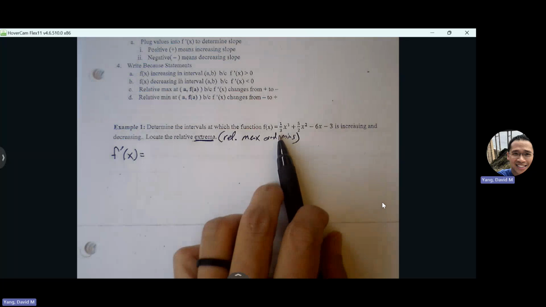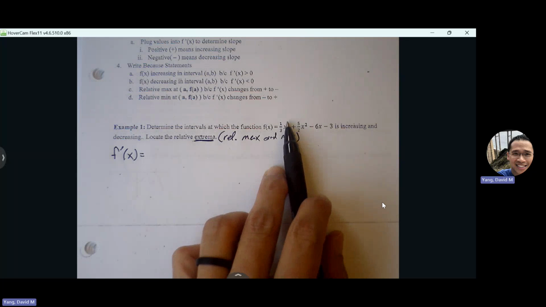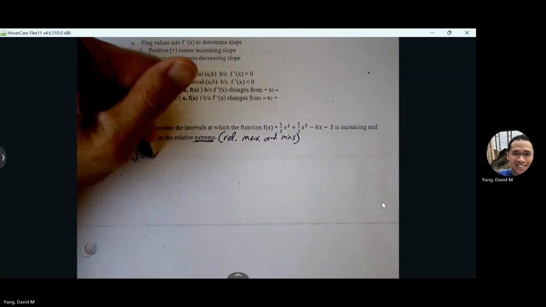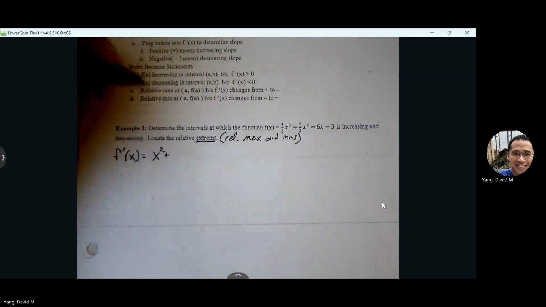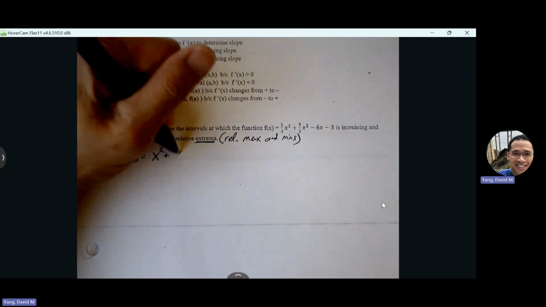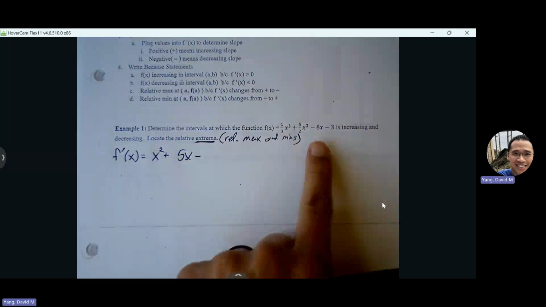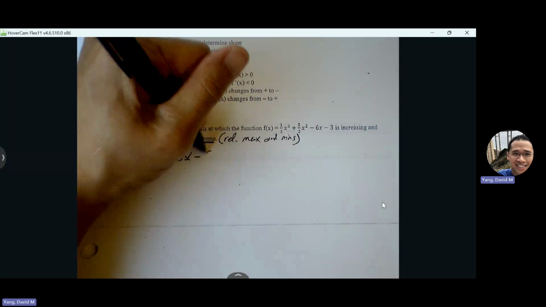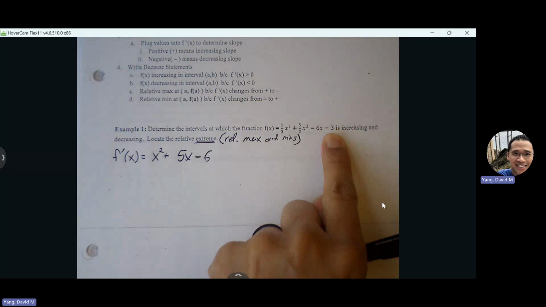All we need is power rule. So 1/3 x cubed, bring down the 3, subtract 1 from the exponent. 3 and 1/3 will cancel out. I'm just left with x squared. 5/2 x squared, bring down the 2. 2 and 1/2 cancels out. I'm left with 5x, because the 2's cancel out, plus 5x. Negative 6x becomes minus 6, and the 3 goes to a 0.